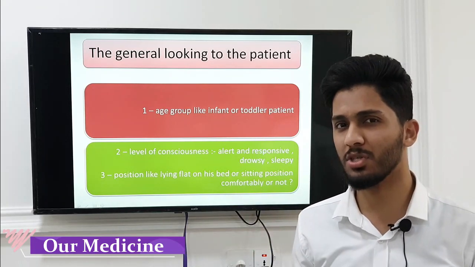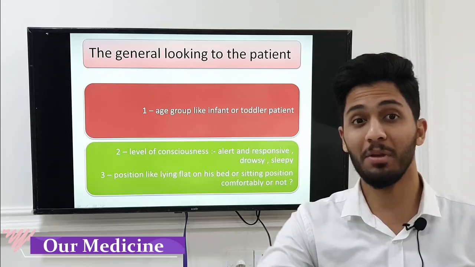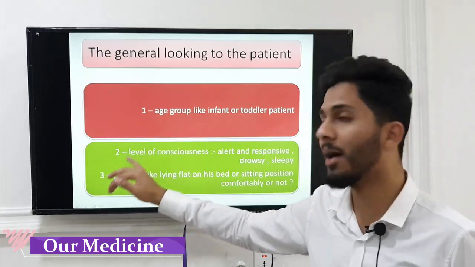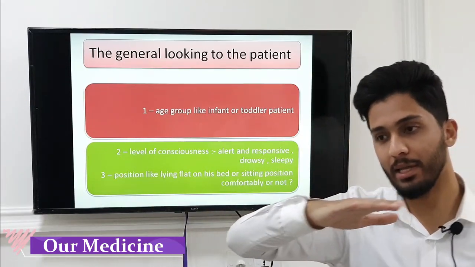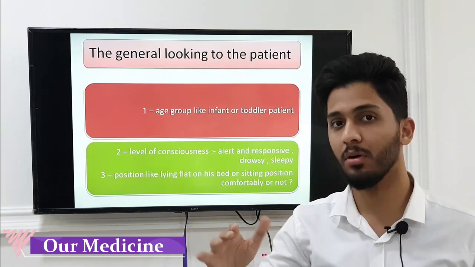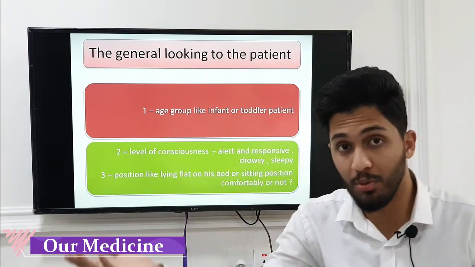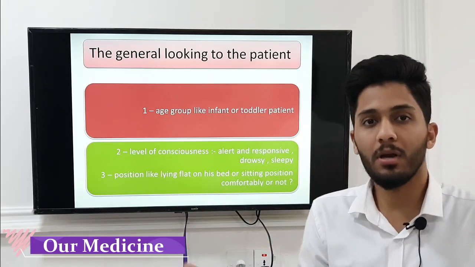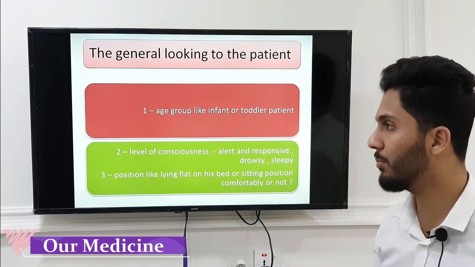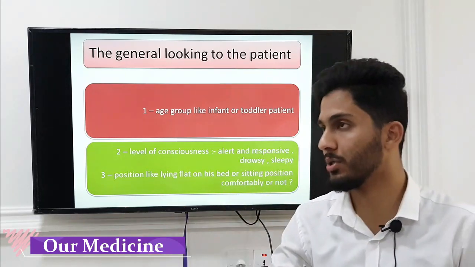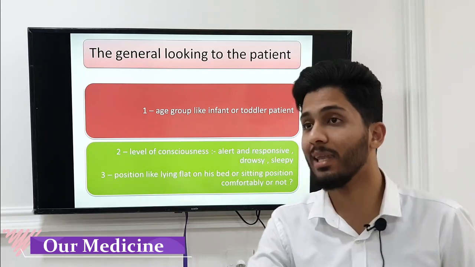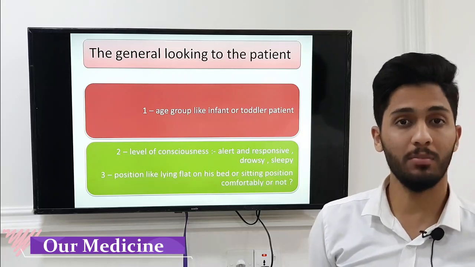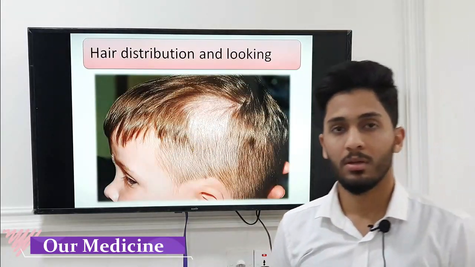What are the other levels of consciousness, especially in the pediatrics? The baby may be drowsy, sleepy, or maybe comatose. About the position, is the baby lying flat on his bed or in prone position? So, supine position, maybe prone position, maybe sitting position. Okay. Is the baby comfortable or not? So, for example, you say toddler patient, alert level of consciousness, lying comfortable on his bed, in supine position. This is regarding the general looking.